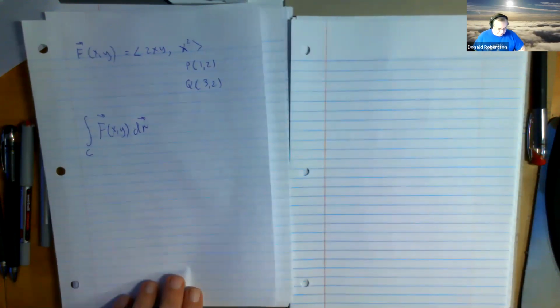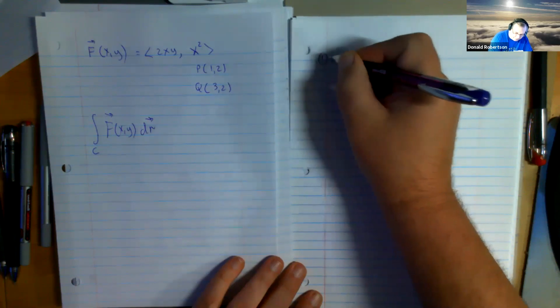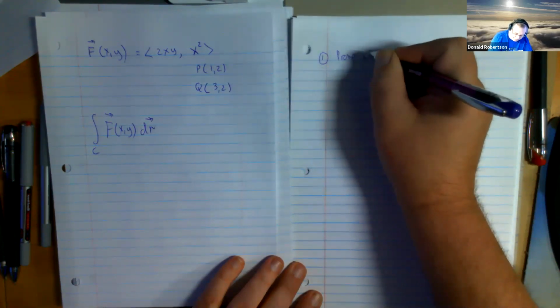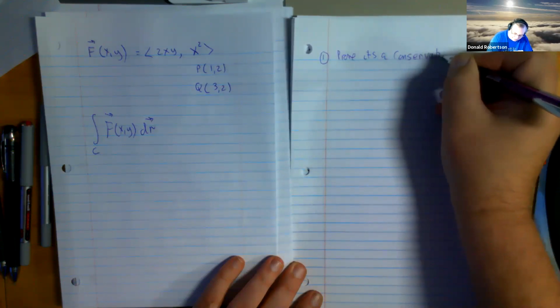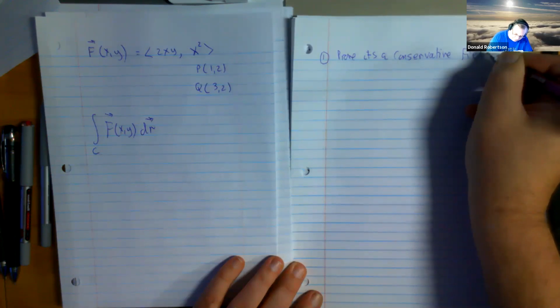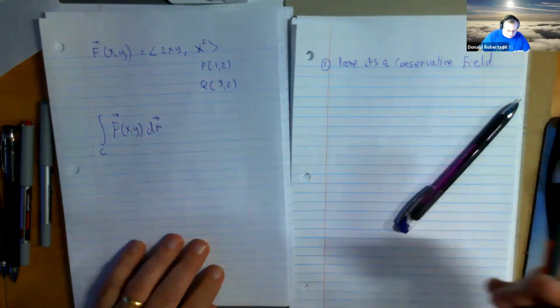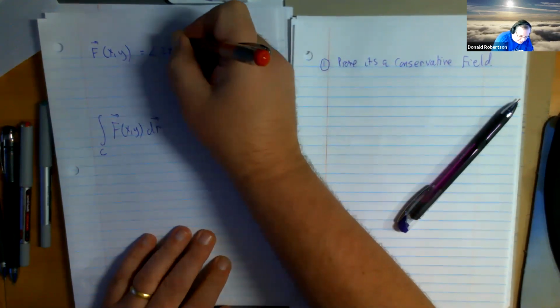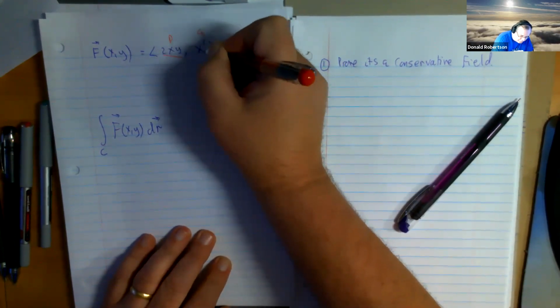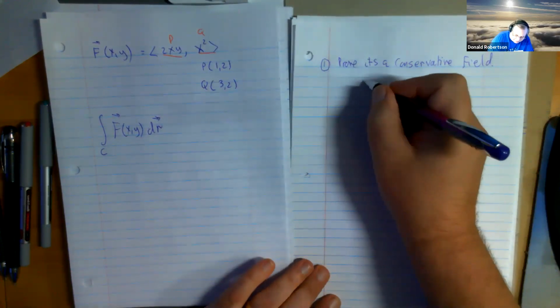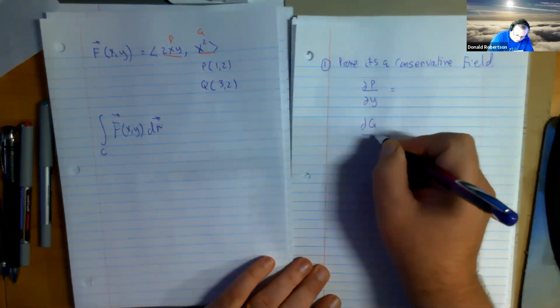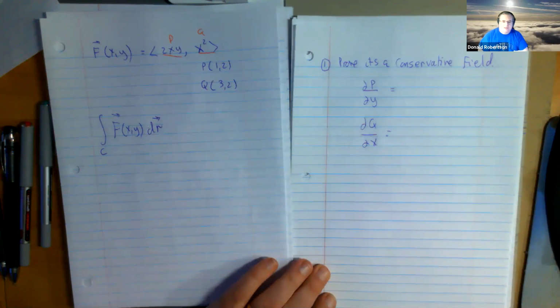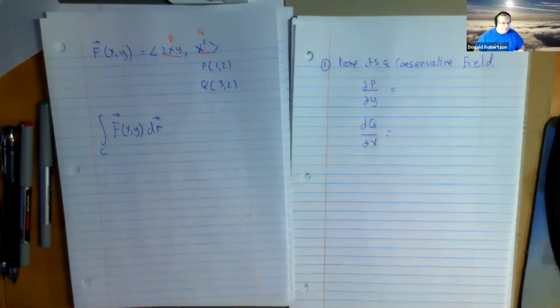Okay, so how do we approach this question? Well, the first thing we need to do is prove it's a conservative field. It's a bit unfortunate these are called P and Q, but this is function P and this is function Q. And that tells me that if you differentiate this with respect to Y and you differentiate the other one with respect to X, shouldn't these be equal to each other if it's a conservative field?